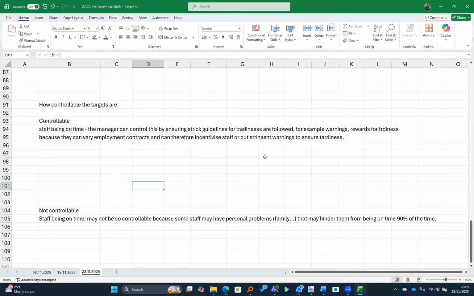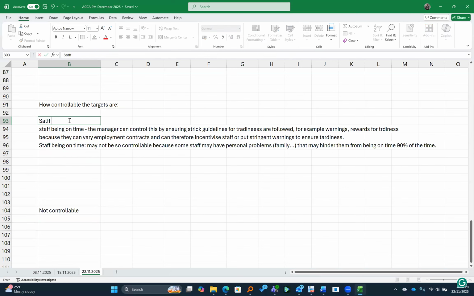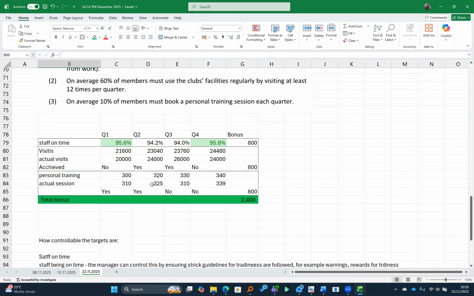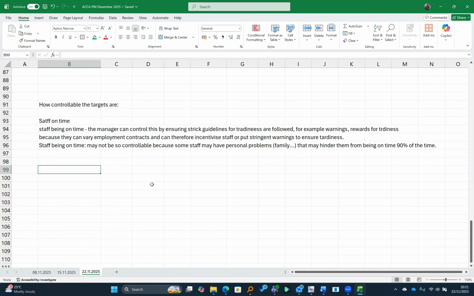And I'm thinking now the best way to do this is to actually look at one thing: staff on time, and then you clear it. Then you go now to the other one, members using the facilities regularly.